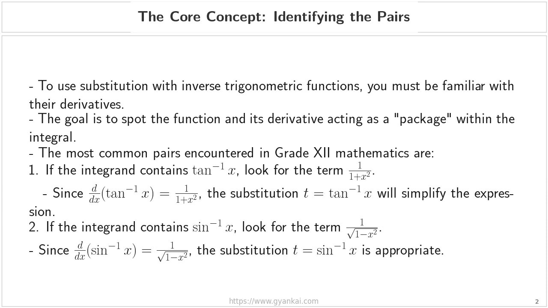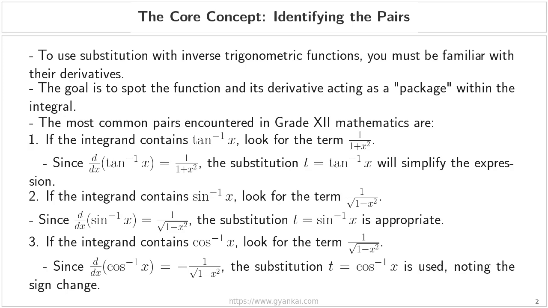Next, if the integral contains inverse sine of x, or arcsine of x, look for the term 1 over the square root of 1 minus x squared. The derivative of inverse sine of x is 1 over the square root of 1 minus x squared. Therefore, if you see both of these, you can substitute by letting t equal inverse sine of x.